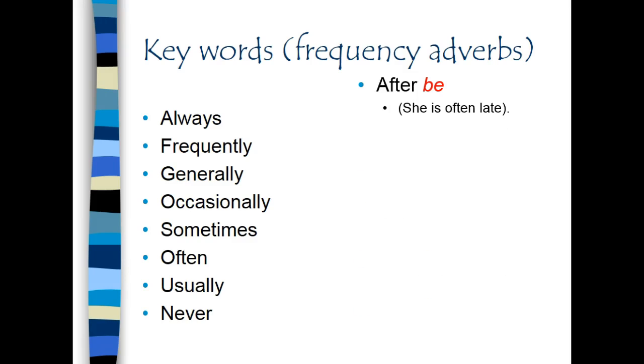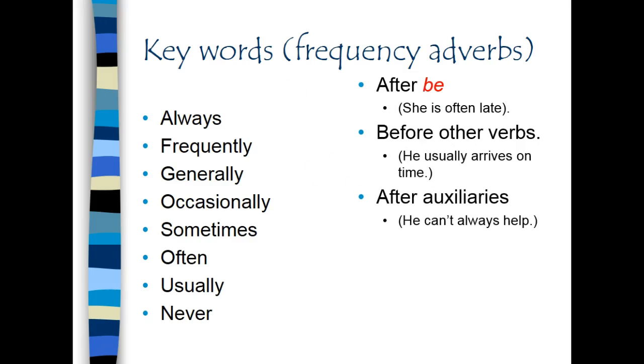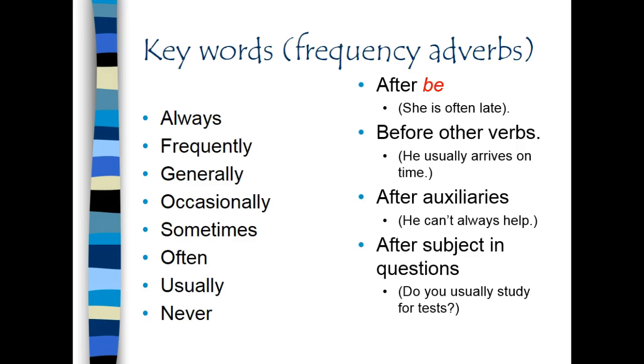After the verb to be, we put a frequency adverb. She is often late. We notice that it goes after the verb to be. But when we use other verbs, we put the frequency adverb before. He usually arrives on time. When we have an auxiliary in our sentence, like do or can, etc., the frequency adverb follows that auxiliary. He can't always help. And when we ask questions, the frequency adverb follows the subject. Do you usually study for tests?